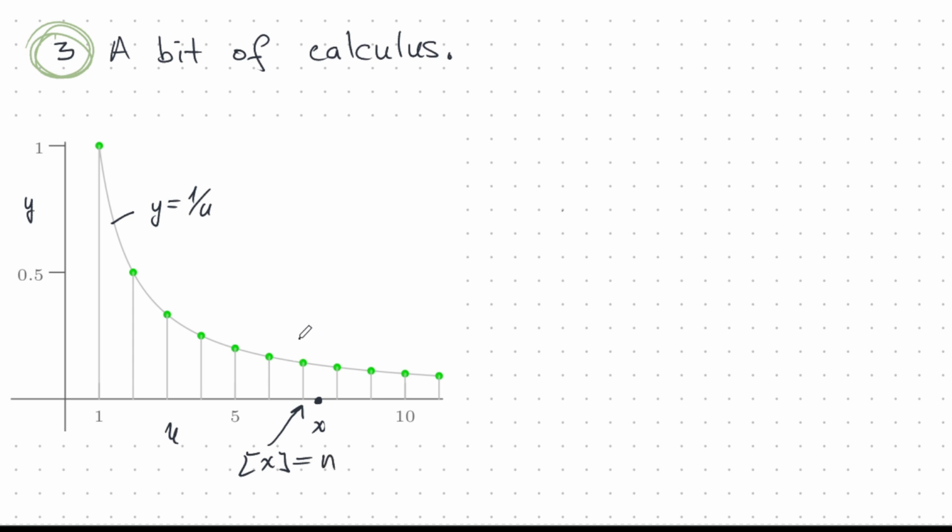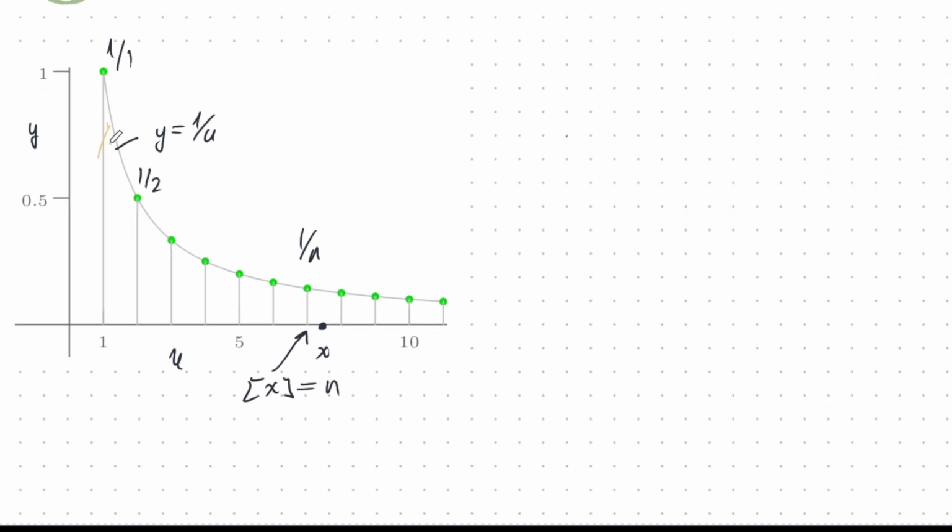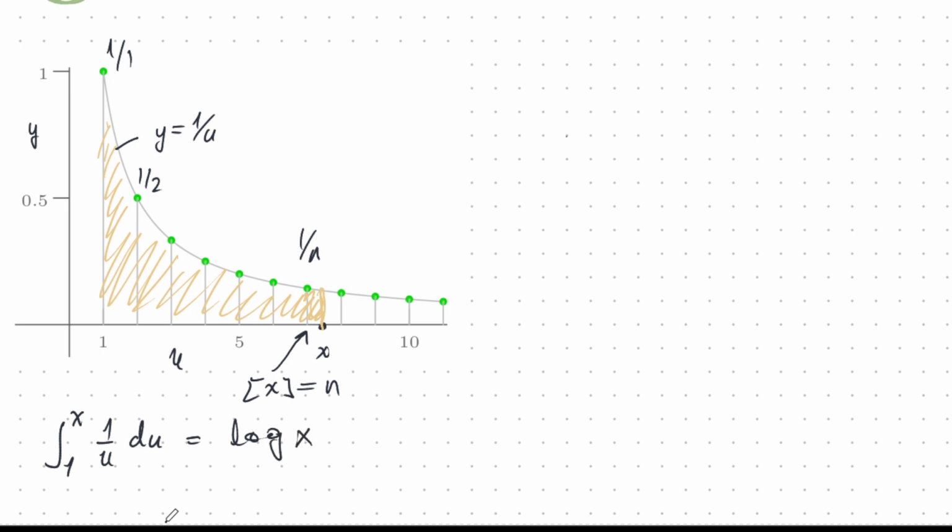All right, so this is the nth harmonic number, 1 over n. This is 1 over 1, 1 over 2, and so on. Now, let's do a bit of calculus. Let's integrate this region all the way up to x. Okay. So if I do that integration, that's just routine calculus, 1 to x, 1 over u du, and that's log x. Very interesting. Okay, great.